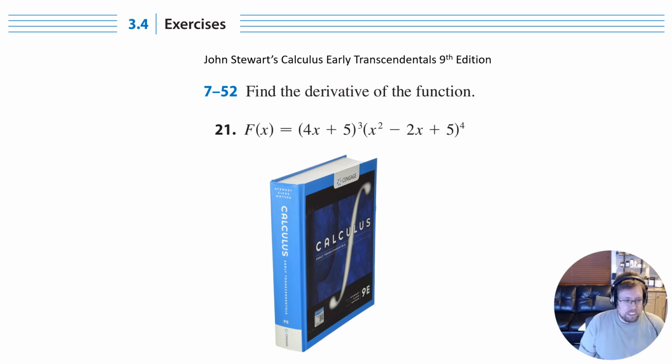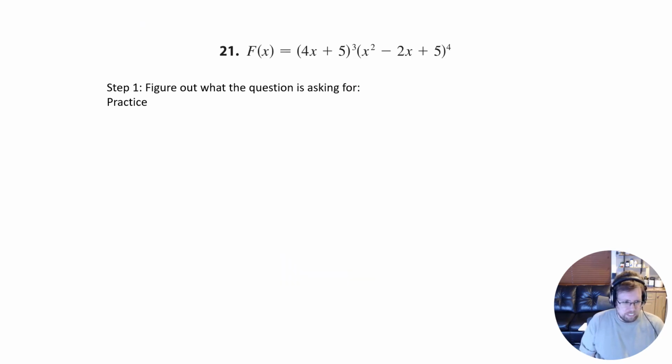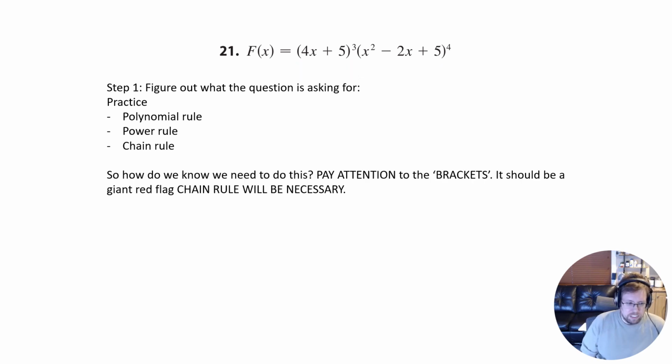Even if it's a different textbook, we're doing section 3.4, question 21. So first step, figure out what the problem is asking for. It wants you to practice polynomial rules. It wants you to notice that there's a multiplication here, which means you're going to need the product rule. And finally, there's brackets here, which probably is a good sign you're going to use the chain rule.